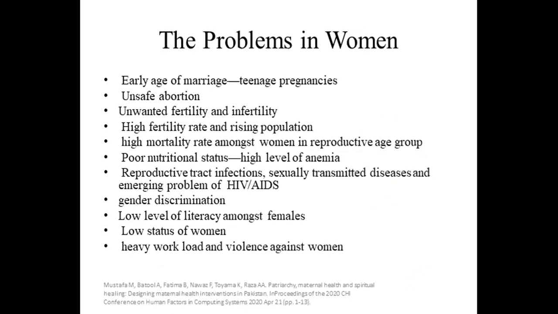Now, the problems of maternal and child health, basically the problems in mother. In Pakistan, it includes early age of marriage, for example teenage pregnancies, unsafe abortion, unwanted fertility and infertility, high fertility rate and rising population, high maternal mortality among women in the reproductive age group, poor nutritional status that leads to a high level of anemia, reproductive tract infection, sexually transmitted disease and the emerging problem of HIV or AIDS, gender discrimination, low level of literacy among females, low status of women in society, heavy workload and violence against women.